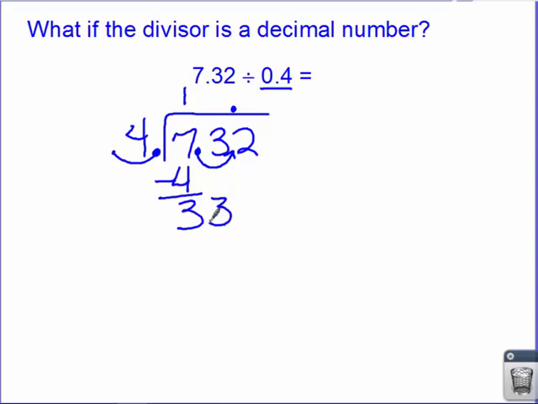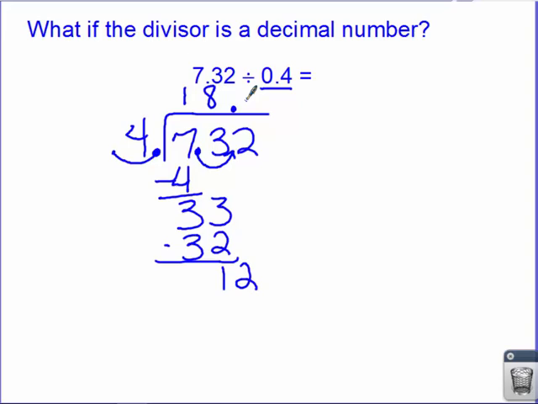Bring down our 3. 4 goes into 33. Well, 4 times 8 is 32, so it goes 8 times. We subtract, we get 1. We bring down our 2. Now notice this 2 is now on the right-hand side of the decimal. So whatever value I get above that goes to the right of the decimal.